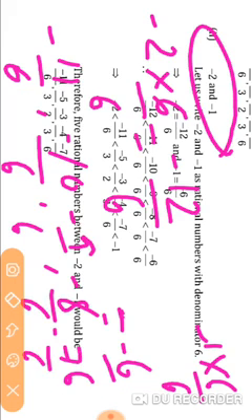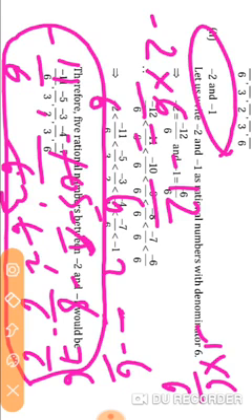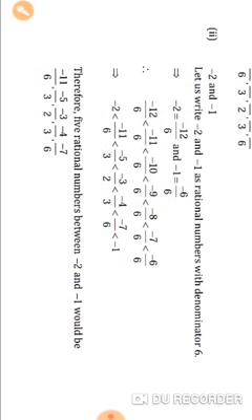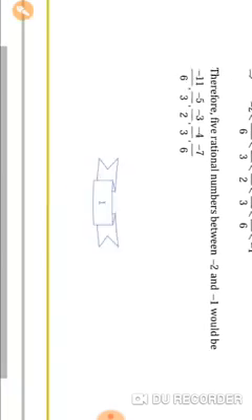So these are the 5 rational numbers. You may also simplify them, because 6 and 10 have a common factor 2, so it may become minus 5 by 3. And minus 9 by 6 becomes minus 3 by 2, and minus 8 by 6 becomes minus 4 by 3. In the simplest form they have written it like this. Okay, so these are the 5 rational numbers between minus 2 and minus 1.